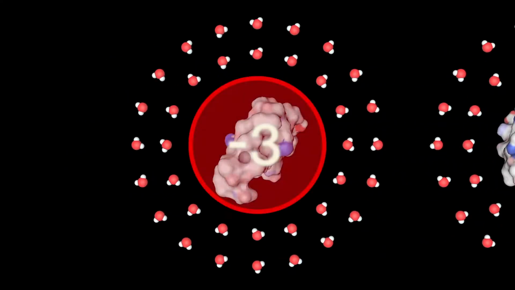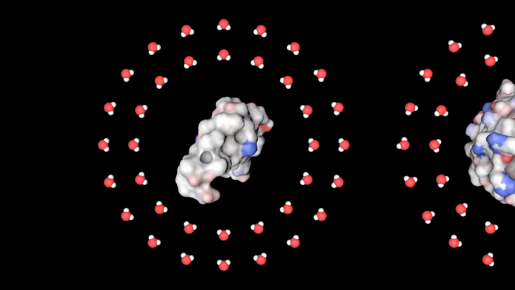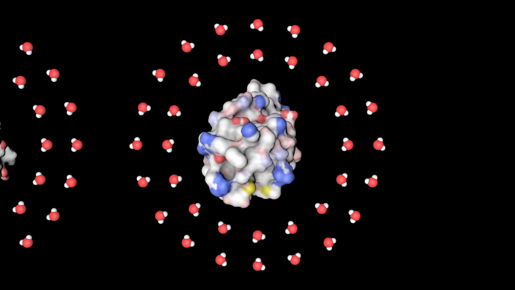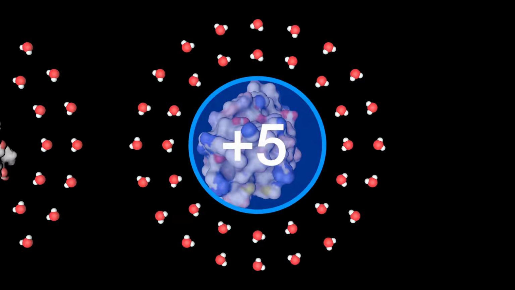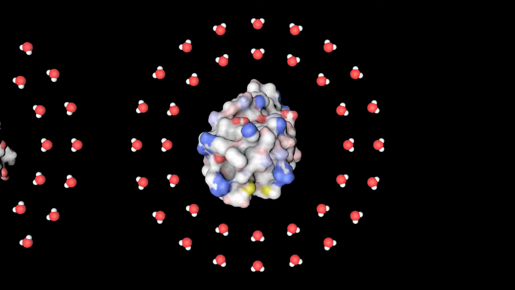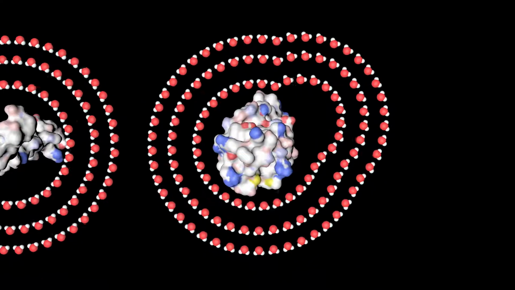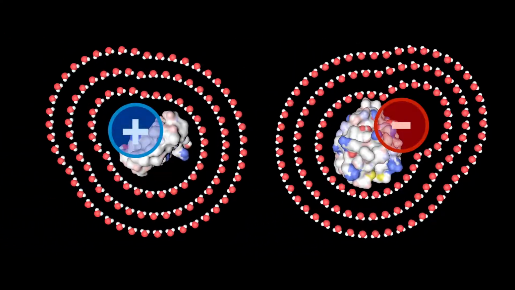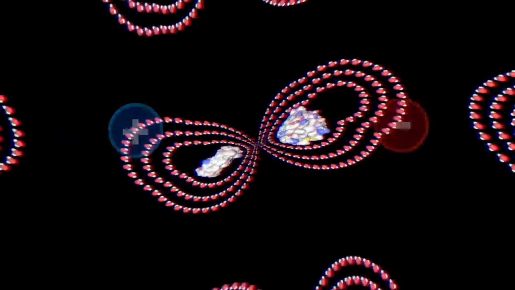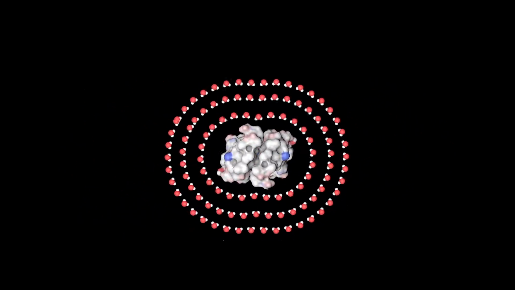Around A beta 42, whose total charge is -3, water molecules position their positive hydrogens towards the protein. By contrast, around acyl phosphatase, protein whose total charge is +5, water molecules position their negative oxygens towards the protein. What is noteworthy is that some regions of the protein exhibit electrostatic repulsion to the reoriented water molecules. These regions tend to aggregate to avoid repulsions by water molecules around them.